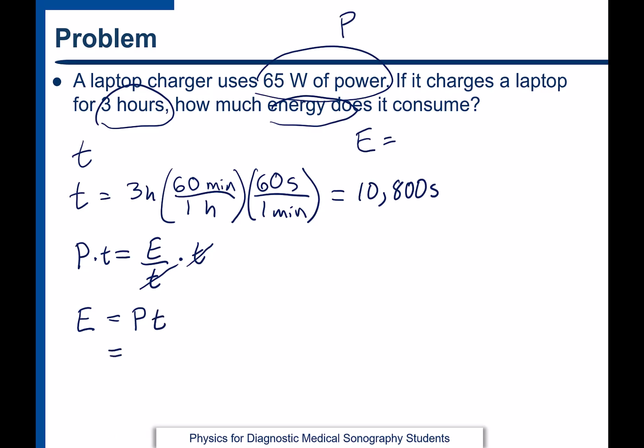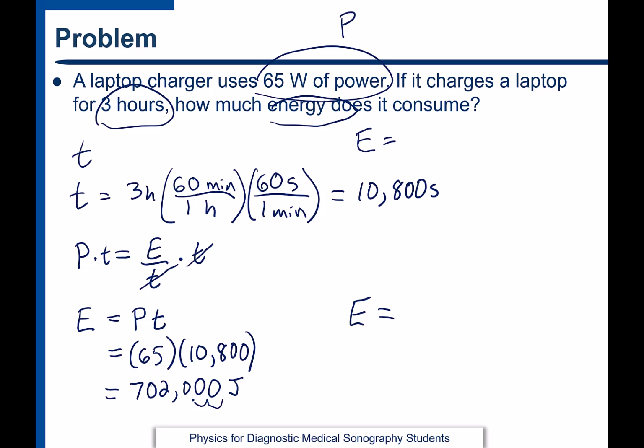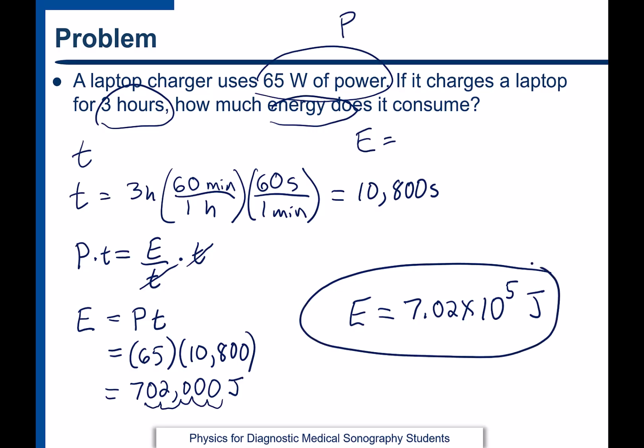And now I just need to plug in the values. So we've got 65 watts times 10,800 seconds. And if you calculate that, you should get 702,000 joules. And of course, probably be good to leave our final answer in scientific notation. So that's 1, 2, 3, 4, 5. And so our final answer would be 7.02 times 10 to the 5th joules. Okay, and that's our last problem for today.